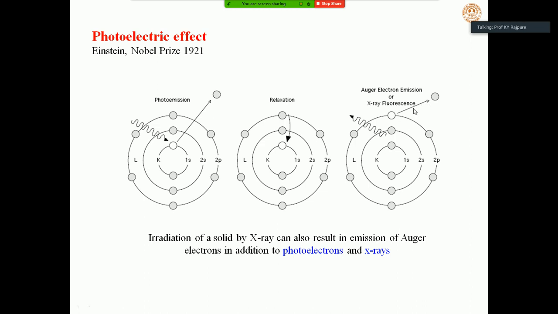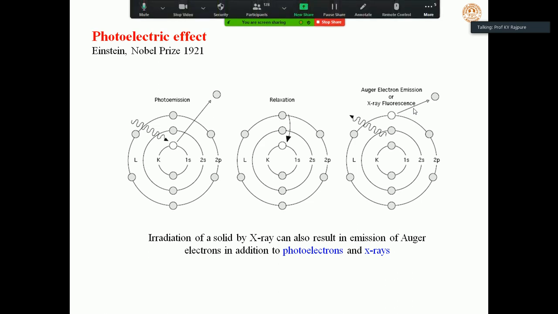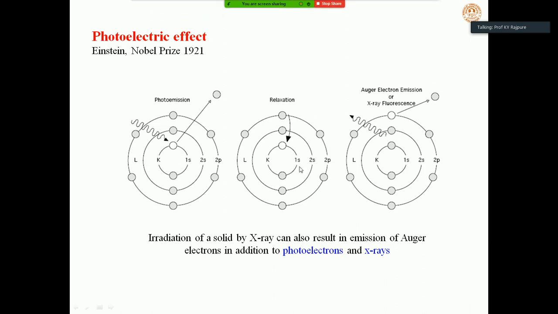So in this process of illumination of a material by X-rays, the atom becomes doubly ionized, and in this process two types of electrons are emitted. But these electrons are emitted with energy which is a signature of the different elements. And this phenomenon or this aspect is used in the analysis of the XPS spectrum.